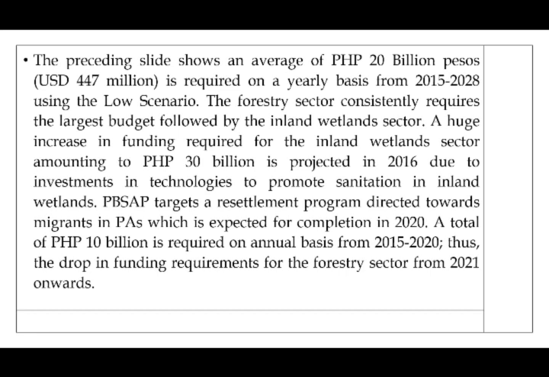The forestry sector consistently requires the largest budget, followed by the inland wetland sector. A huge increase in funding required for the inland wetland sector amounting to 30 billion pesos is projected in 2016 due to the investments in technologies to promote sanitation in inland wetlands. PBSAP targets a resettlement program directed towards migrants in PAs, which is expected for completion in 2020. A total of 10 billion pesos is required on an annual basis from 2015 to 2020, thus the drop in funding requirements for the forestry sector from 2021 onwards.